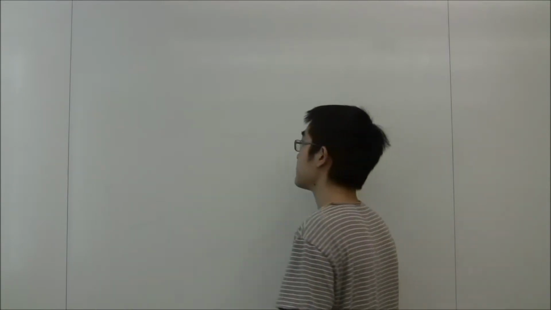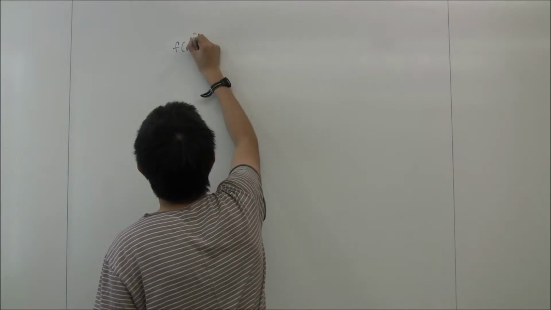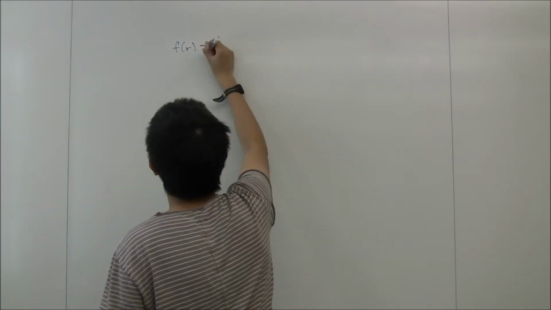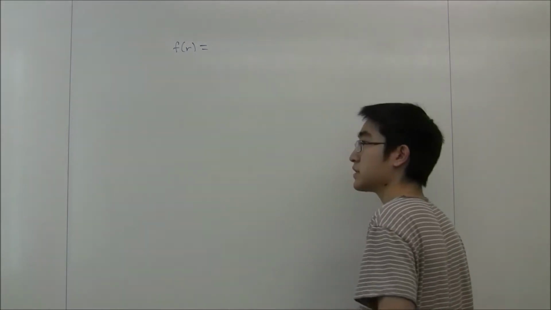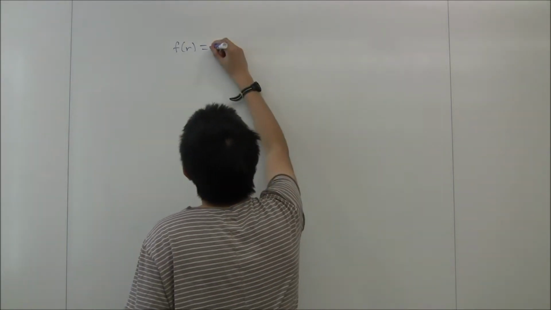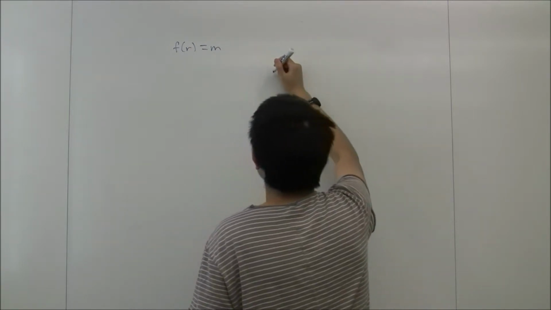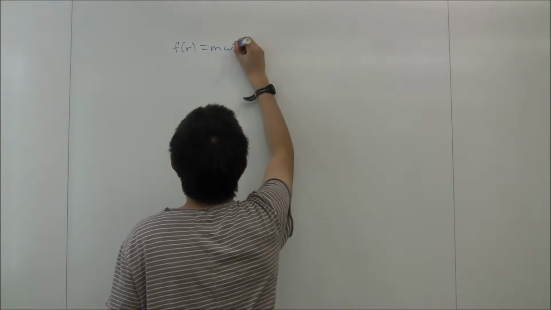Now, if we assume that the central force is the only force acting on a planet, then by Newton's second law we have that the central force, which we will call F of r, where r is the radial distance from the sun, is going to be given by the mass of the planet times its radial acceleration, which is going to be given by omega squared r.